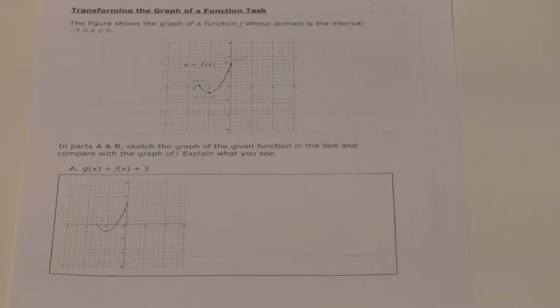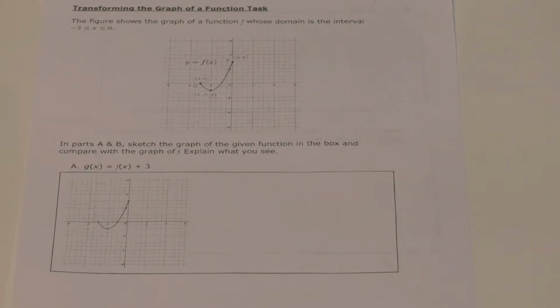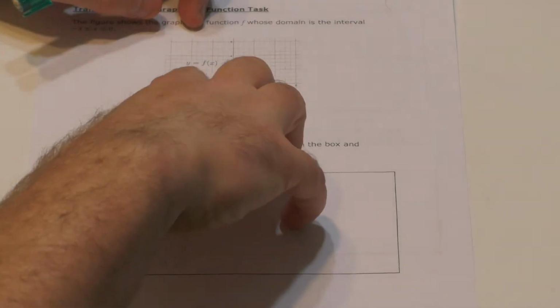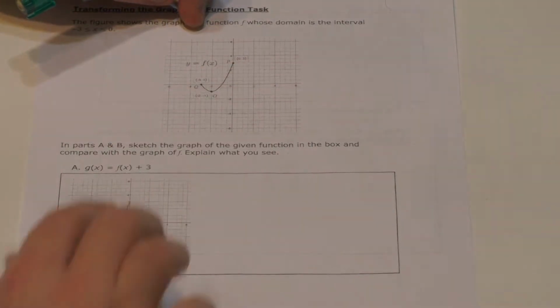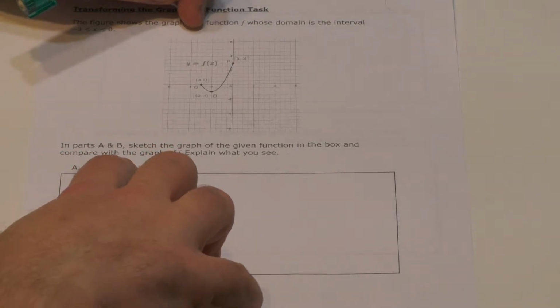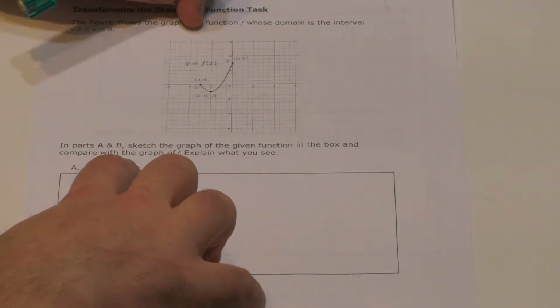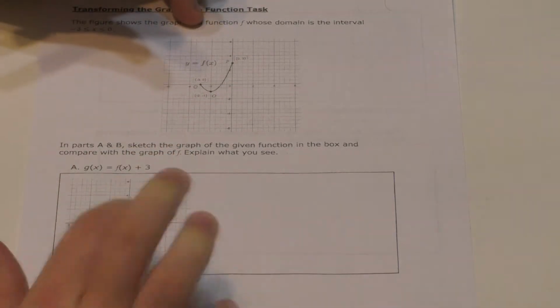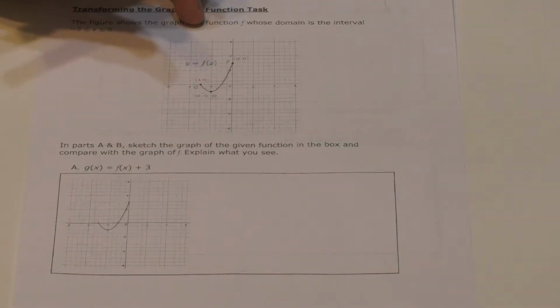Do this benchmark task for us about transformations. So they give us a function here between the interval of -3 and 0, as you can see, the x interval there. And the first question, they want us to sketch the graph, so take the original graph, and the graph plus 3. Okay, so that means it's going to be a translation.